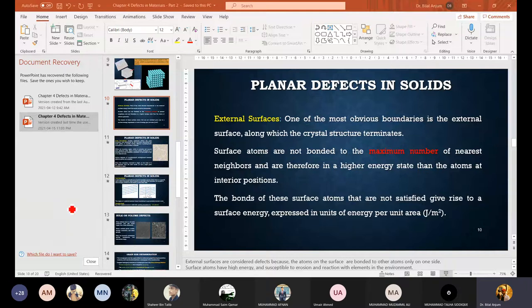Now, the second kind of planar defects, as I had already mentioned, are the grain boundaries. Another interfacial defect is the grain boundary, a boundary that separates two small grains or crystals having different crystallographic orientations in a polycrystalline material. So obviously you cannot have a grain boundary in a single crystal.